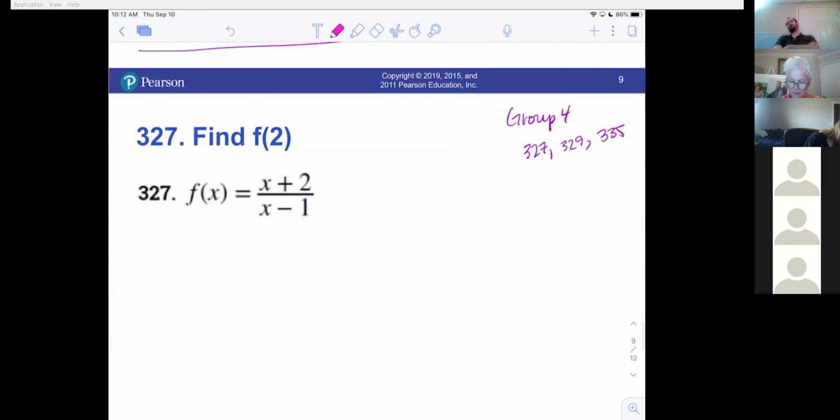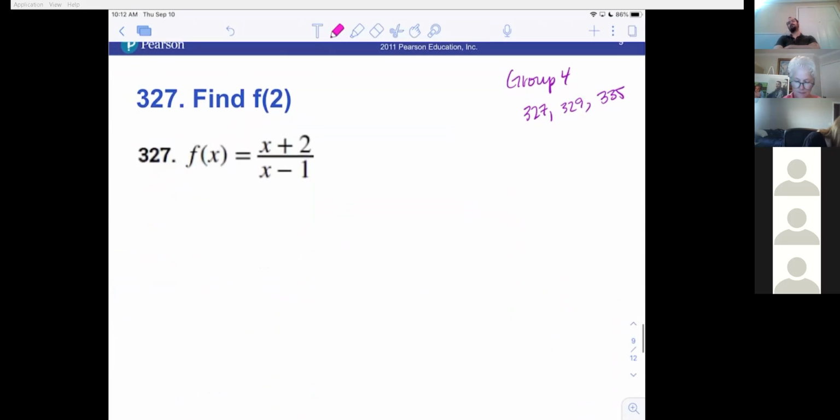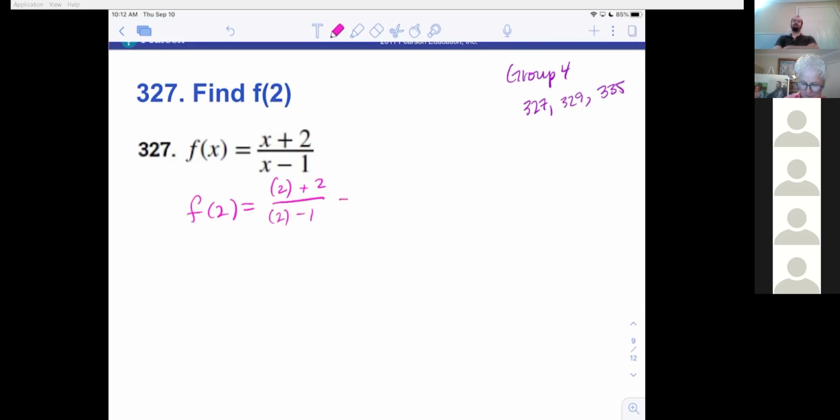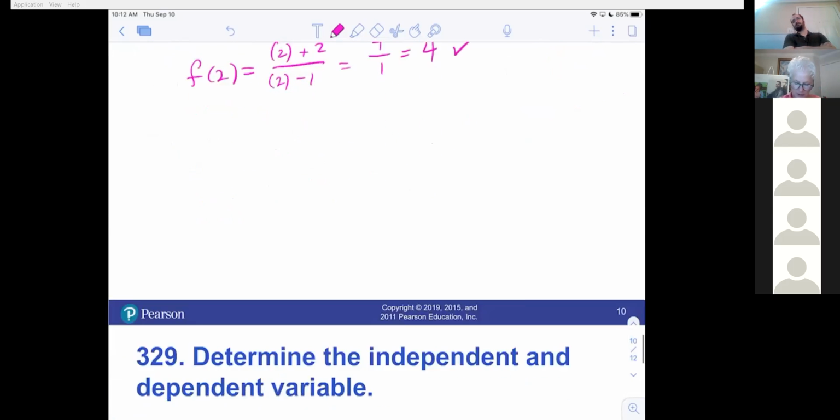Okay, 327, group 4. Someone do number 327 for me, please. Okay, so we just plugged in the 2 for the x. Yep. So just 2 plus 2 over 2 minus 1, which would equal 4 over 1, simplified to 4. Yep, perfect. Great. And then what about 329?